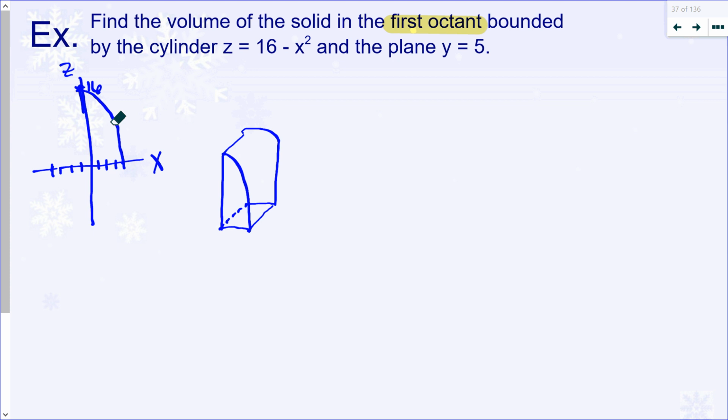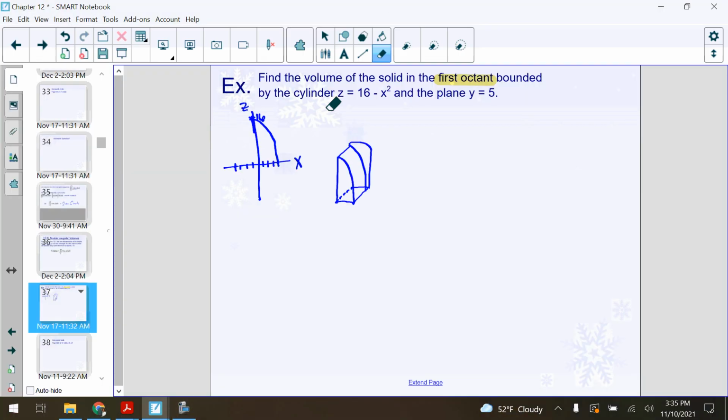Oh, that was a fail. Let me try that again. I just have to redo that back edge. Yeah, that looks a lot better. Let me actually erase that.